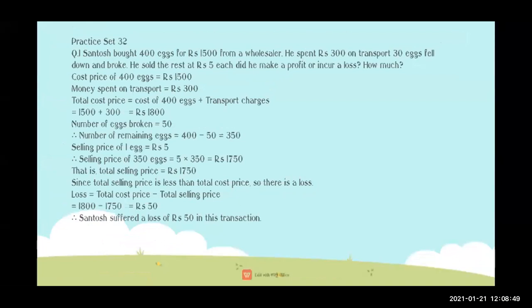See here, the cost price of 400 eggs is rupees 1500. He spent some money on transportation, that also we have to add. So 1500 plus 300, that is the transport charge. So total cost price is rupees 1800.